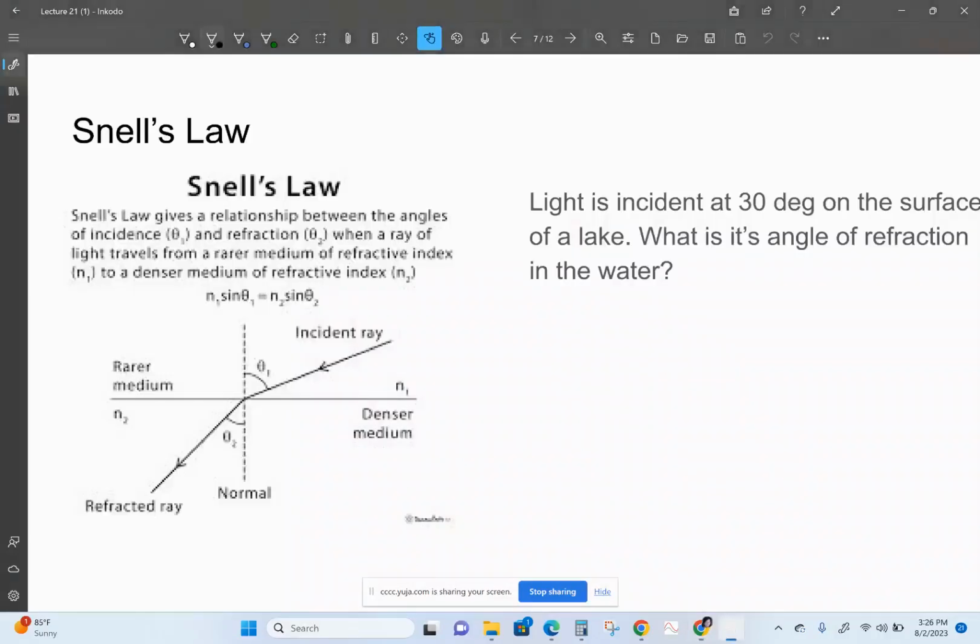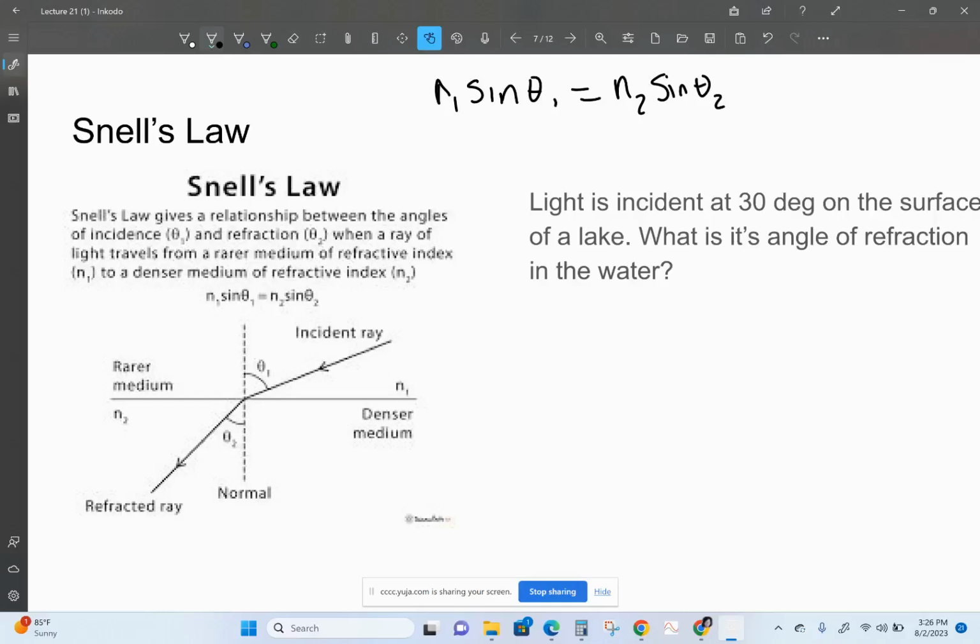So the law that describes how the light will bend in terms of the angle of incidence and angle of refraction is called Snell's Law. And it basically says that N of the first substance times sine of the angle in the first substance is equal to N of the second substance times sine of the angle that it bends at in the second substance.